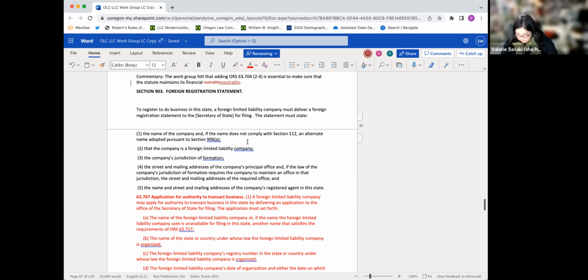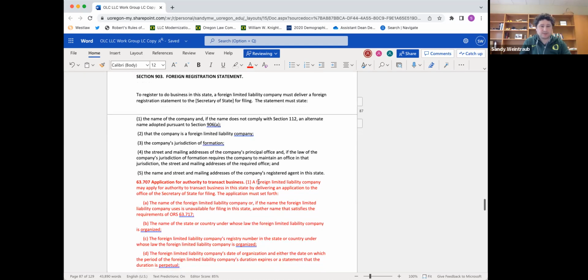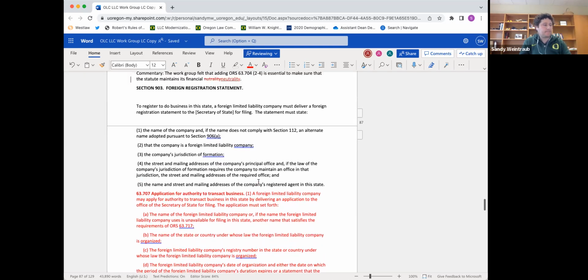What did we do with 906? Hold on. 906. Sorry, do you want me to scroll to that? No, I'm just looking at my notes. Well, we got rid of the alternate name language, I think. When we look at 906, we axed the ability to have an alternate name. That's what I have as well. And if we're doing that, then I think we need to modify 903 sub 1. I think you're right. Yeah, looking at my notes in 906A, we got rid of the alternate name stuff. So should I delete after name of the company? Got it, just after name of the company.